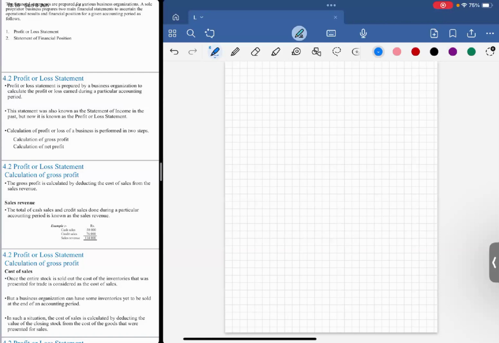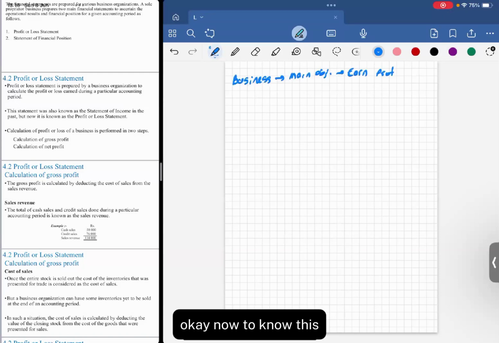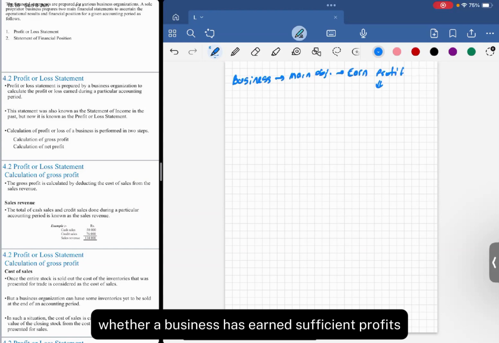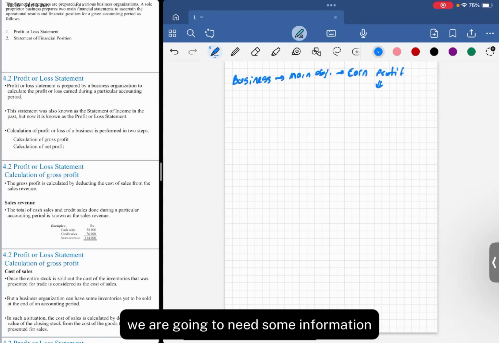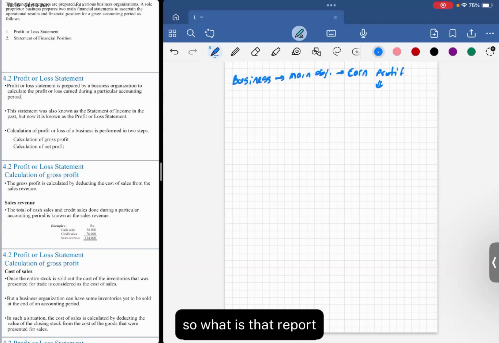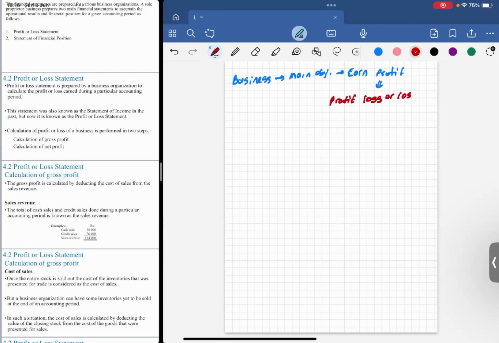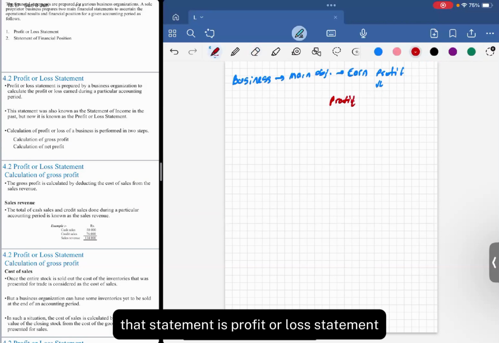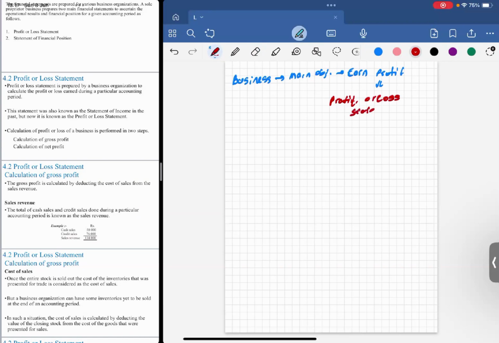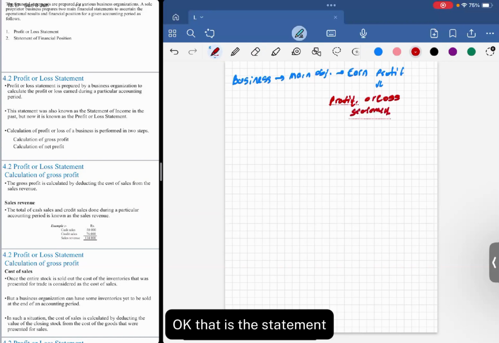Okay, now to know whether a business has earned sufficient profits, we are going to need some information or some statements or some reports. So what is that report? That report is profit or loss statement. That statement is profit or loss statement.